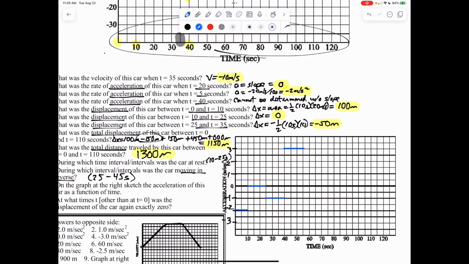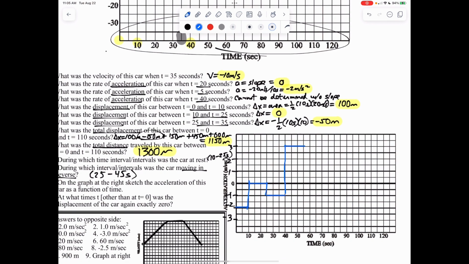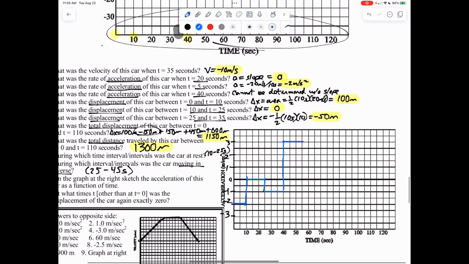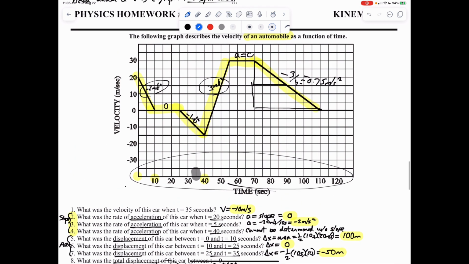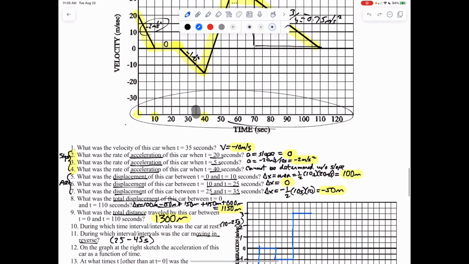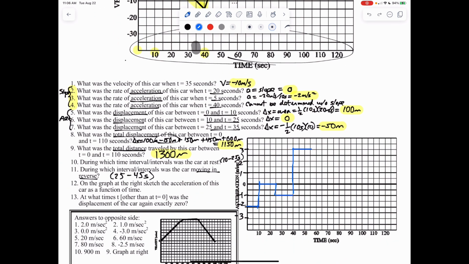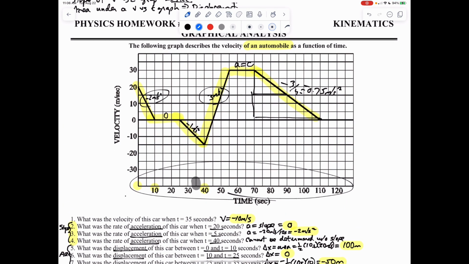Just like that. You can connect them if you want. You don't have to. You can leave them discontinuous. That part doesn't really matter. If you want to connect them because it's really bothering you to leave them disconnected, that's fine too. And then finally, you're back to 0 right there. So that would be right here for 15 seconds. Again, if you want to connect it, go ahead. You don't have to.